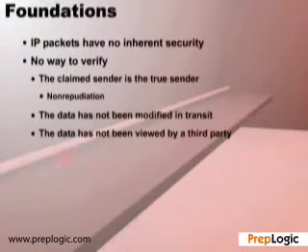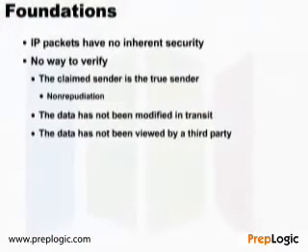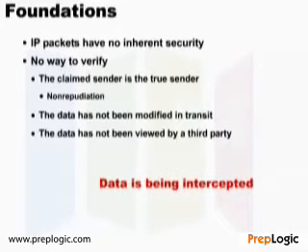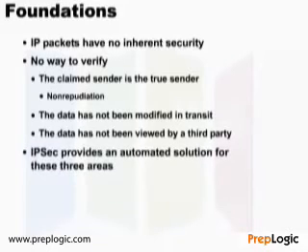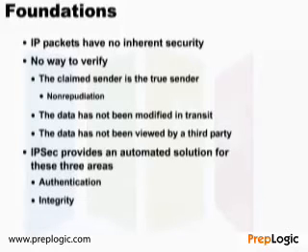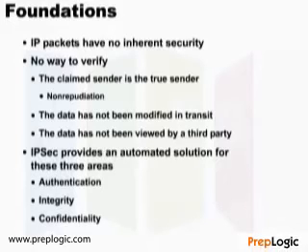All IP and TCP and other such protocols really do is make sure the data gets where it's supposed to go. And that's it. Because of that, it's very possible that some of these problems could exist in our environment. That data is being intercepted and we're not even aware of this. IPsec provides an automated solution to all three of these. First of all, authentication. The claimed sender is the true sender. Integrity. The data hasn't been modified in transit. And confidentiality. The data hasn't been viewed by a third party. IPsec gives us all of this in one automated solution with the ability to massively distribute this in our environment through Active Directory.